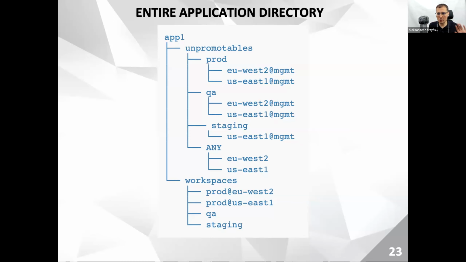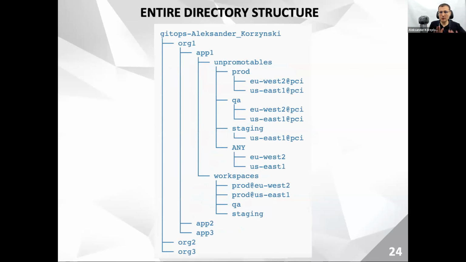Again, you have unpromotables, you have workspaces. Workspaces is a flat structure. You no longer have any subdirectories. Unpromotables you can have if you want to. And then the entire directory structure with different orgs just looks like this. And this is when we zoom out to the very top.